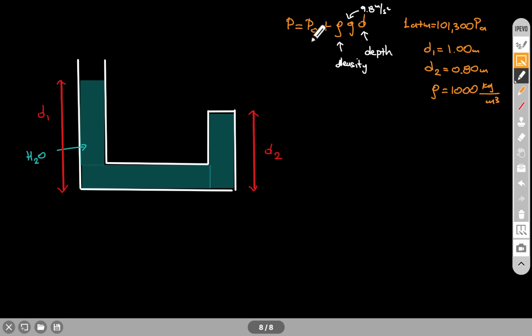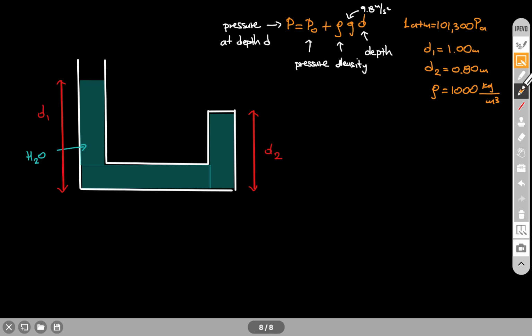Now, P and P naught, they're both pressures, but they are two pressures at two different points. This is a pressure, and this is also a pressure, but the difference is that the first pressure, the P naught, is at a higher level than the pressure P. So this pressure is at the depth D. Always remember that this P naught is the pressure that you get at a higher level than the pressure P, which is the pressure at the depth D. This is important to remember.